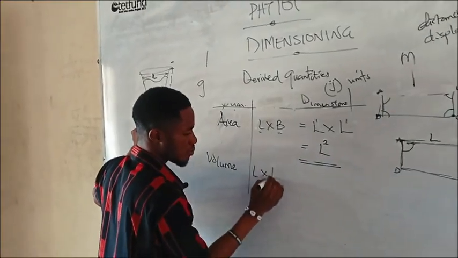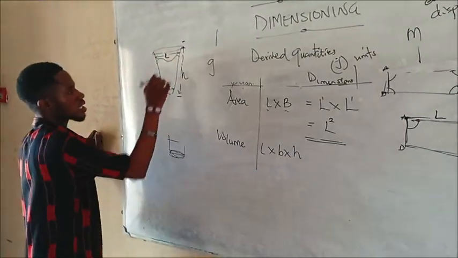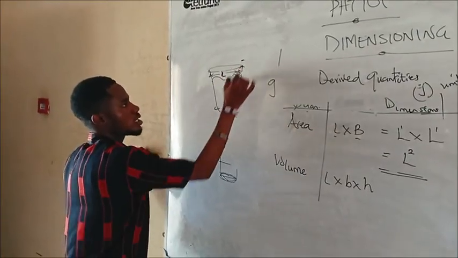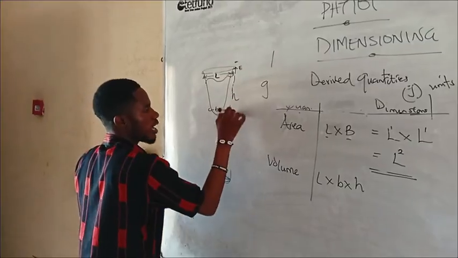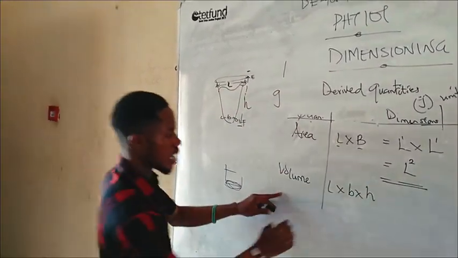The length times breadth times what? Height. Now let's consider these three things. If here is the length, I can call this point A, point B, point C, point D, point E, and point F. From here to here is a distance, and distance is in meter. Meter is in what? L.